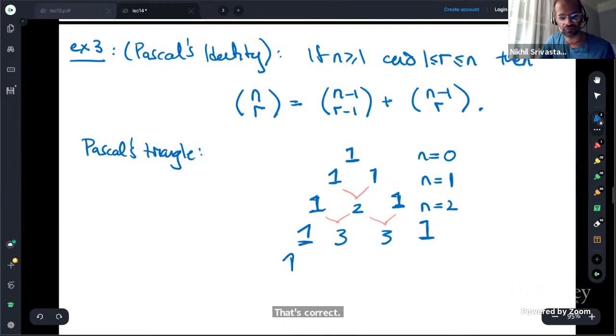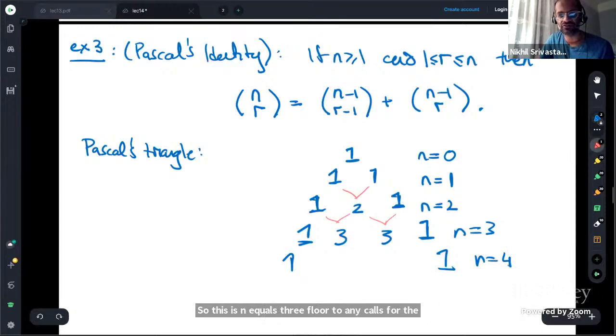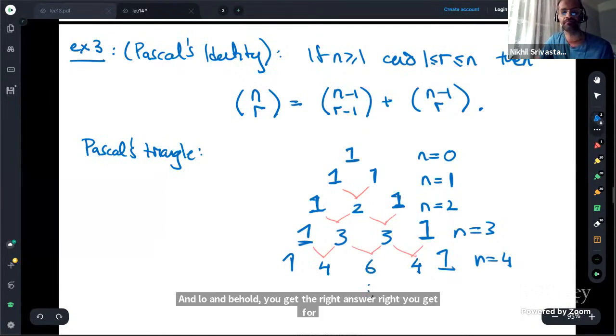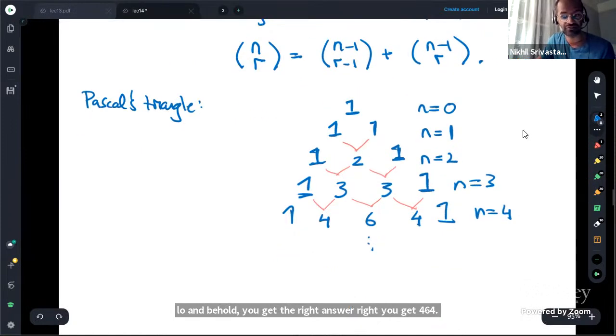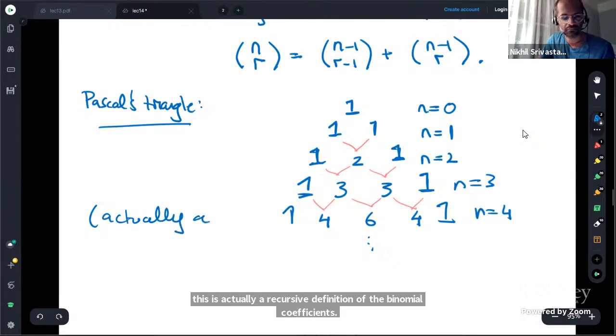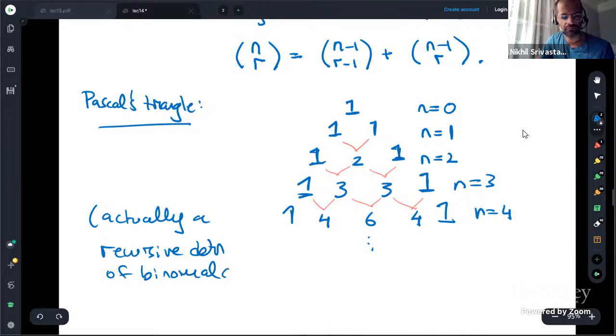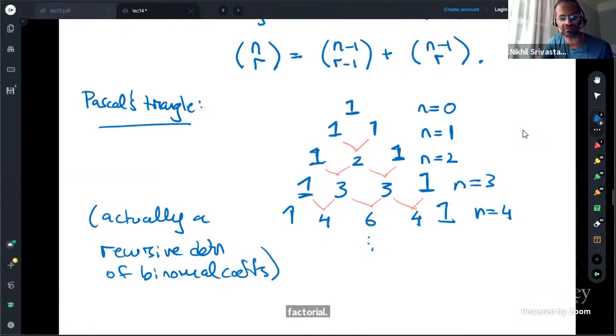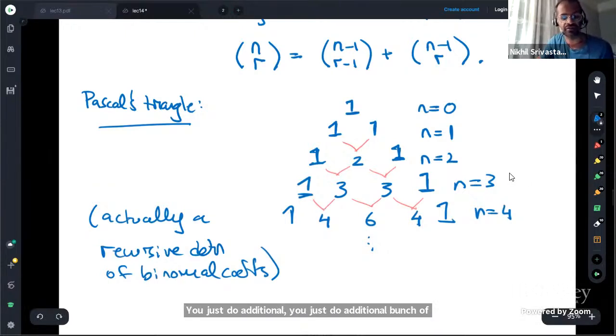And then this is n equals 3. If you want to do n equals 4, the general rule is you put ones at the end, and then you fill in the rest by adding the 2 numbers above. And lo and behold, you get the right answer, right? You get 4, 6, 4. So this is actually a recursive definition of the binomial coefficients. And the beauty of this is you don't need to compute any factorials. You just do addition a bunch of times, and that's why it's much faster. It's really quite a beautiful pattern that this triangle exists.